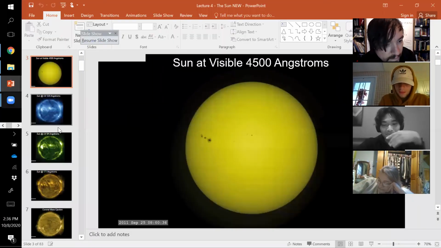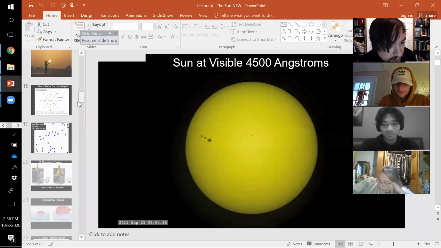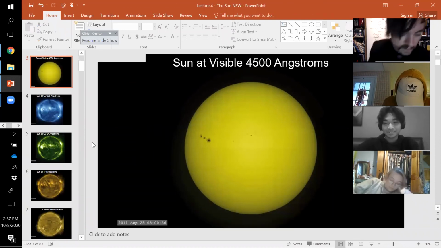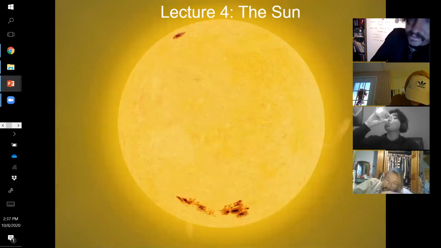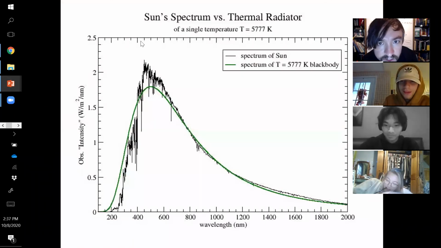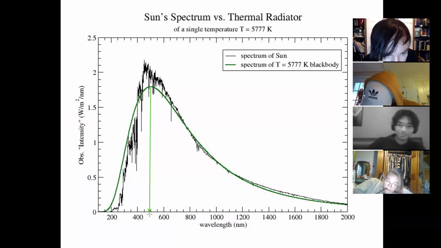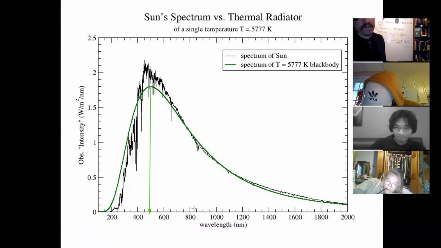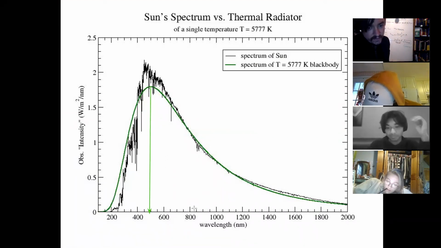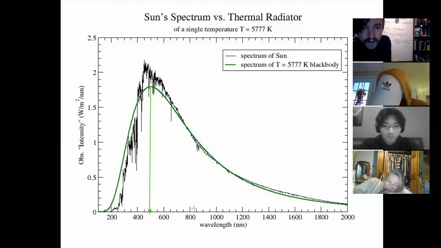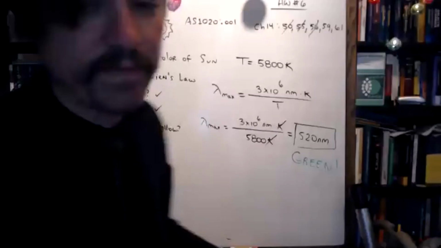If you look at the spectrum of the sun in slide 53, notice, Wyatt, that the sun, just like we calculated a second ago, has its peak right above 500 nanometers. So it's green, but the sun is not actually green. What color is the sun? White. That's right. And the sun is white from space.